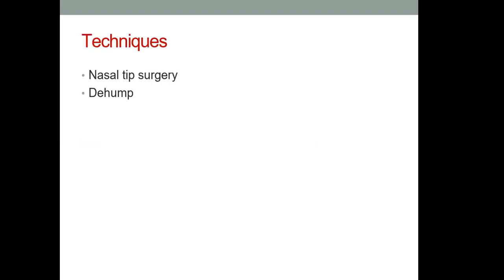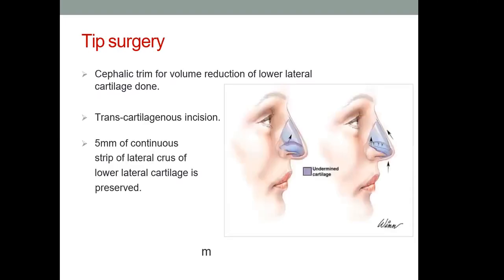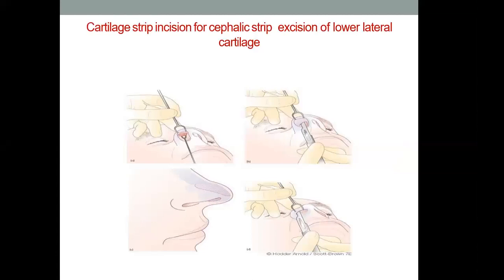Techniques, we have nasal tip surgery and the humping. Nasal tip surgery, the cephalic trim: cephalic trim for volume reduction of lower lateral cartilage, as you see here in the diagram, through the transcartilaginous incision. 5 millimeters of continuous strip of the lateral crus of the lower lateral cartilage is used. This is how we do it.